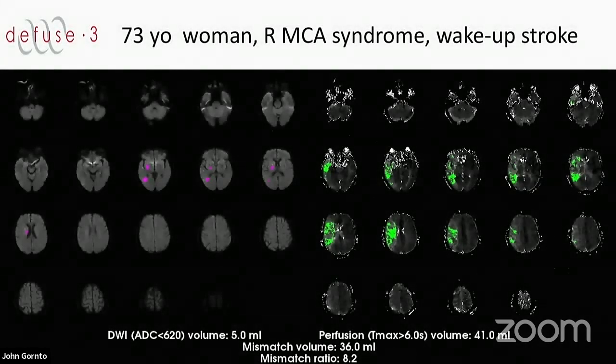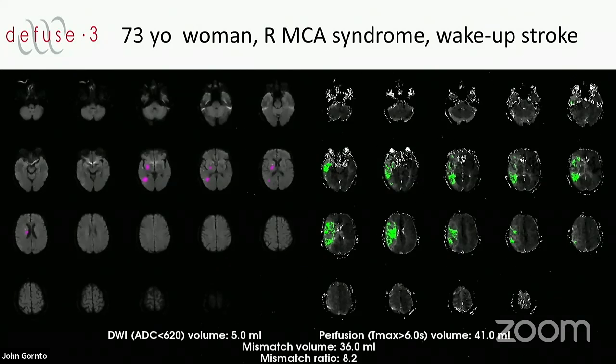She's a wake-up stroke patient, a 73-year-old woman. Here's her core on DWI, only 5 mLs. She's got a right MCA occlusion. But this MCA occlusion is not what you typically see. There's only 41 mLs of Tmax 6-second delayed perfusion abnormality. And look how patchy it is. It's a relatively small lesion. It's very patchy. Why is that?